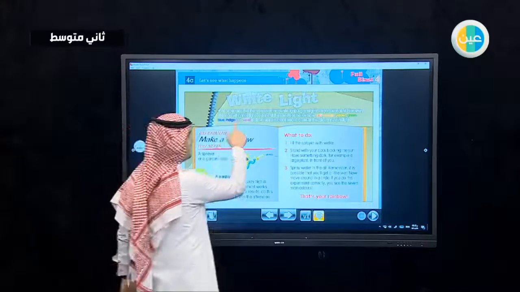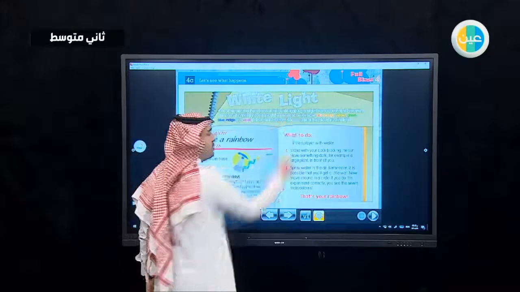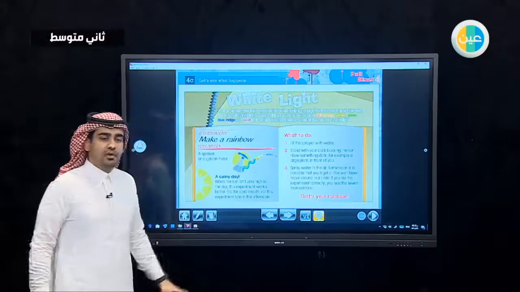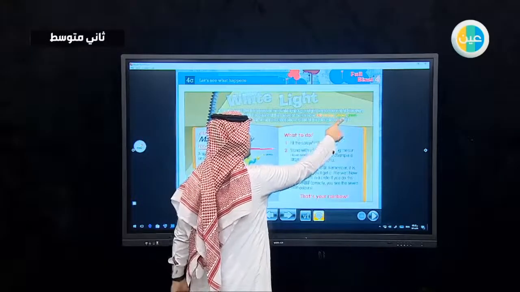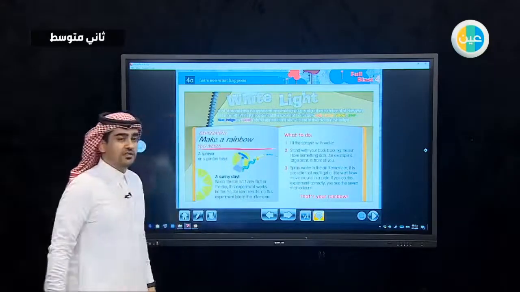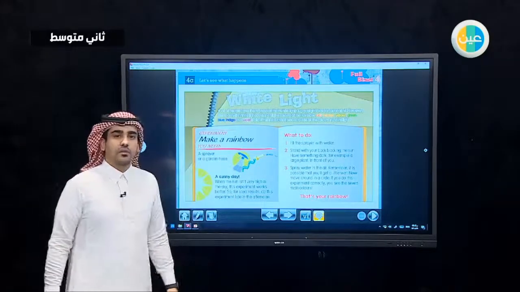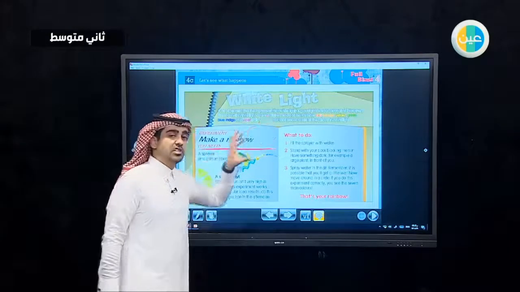It says that white light contains all the colors of the rainbow. All the colors of the rainbow, which are 7 colors: red, orange, yellow, green, blue, indigo, violet. So 7 different colors in the white sunlight. So this is the answer for question number 1.